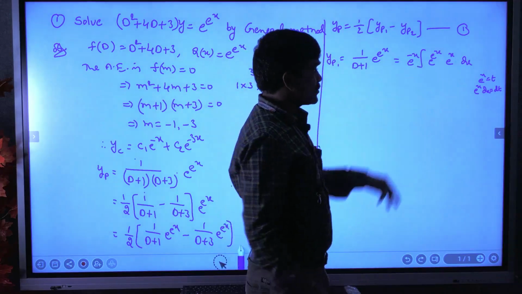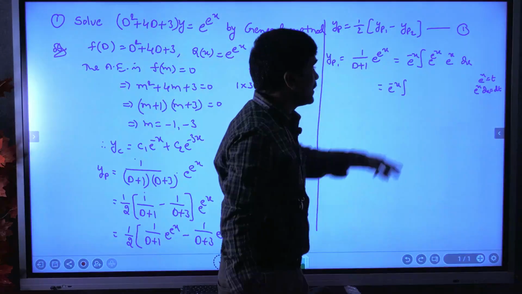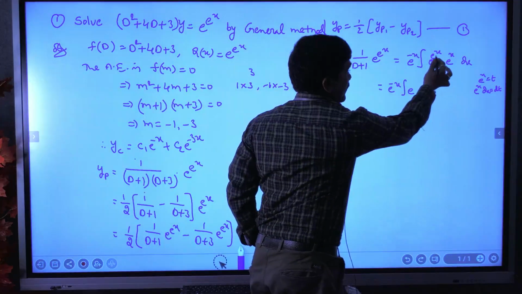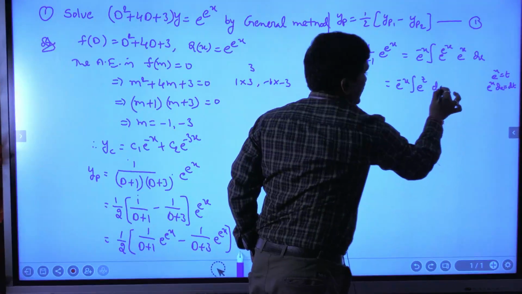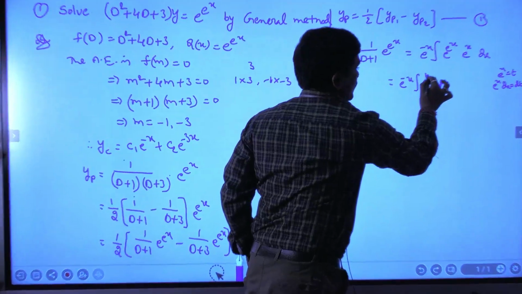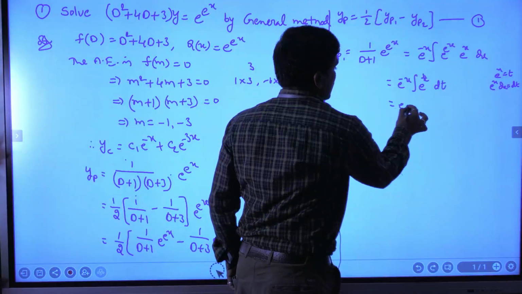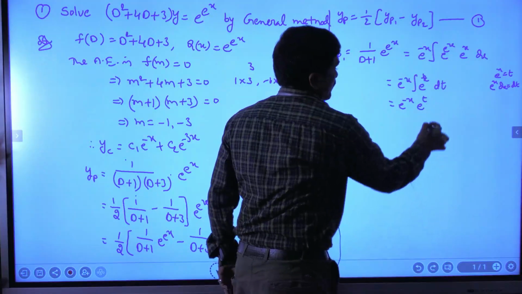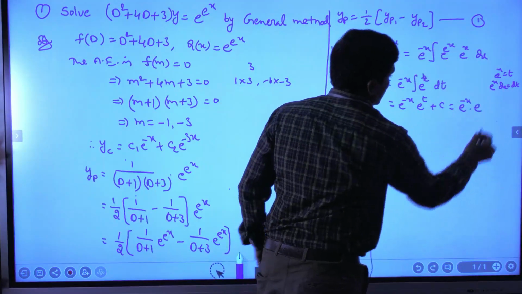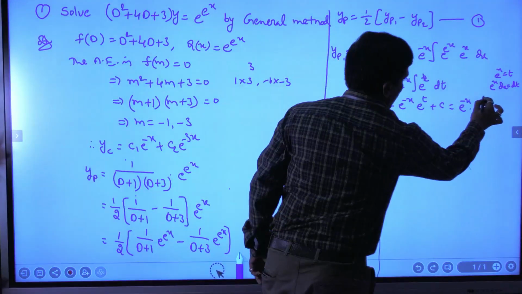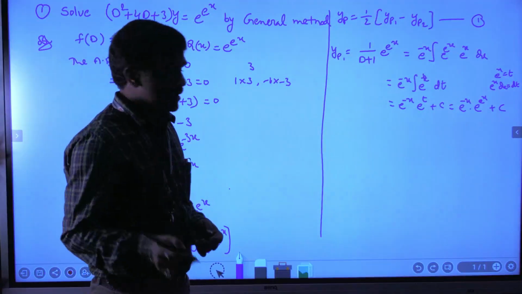Now take the substitution in this expression, then we get e^(-x) times the integral. Here e^x is t and e^x dx is dt. Now what is the integration of e^t? The integration of e^t is e^t, so plus c. That is equal to e^(-x) into e^t, which is e^x. This is yp1. Next, yp2.